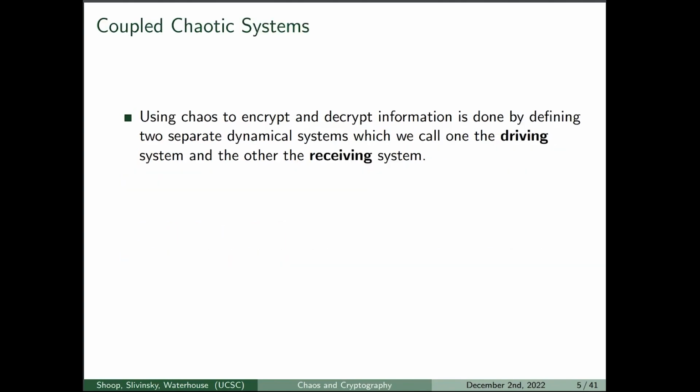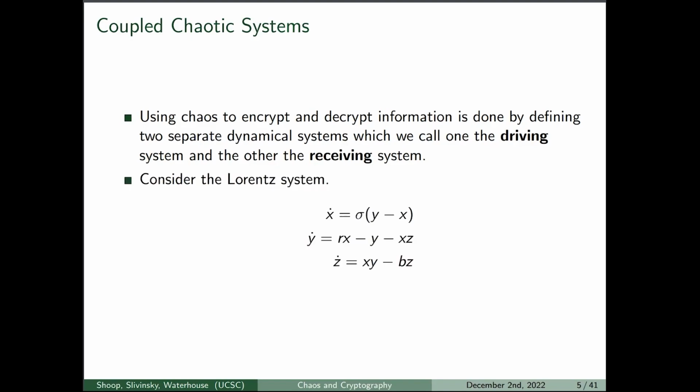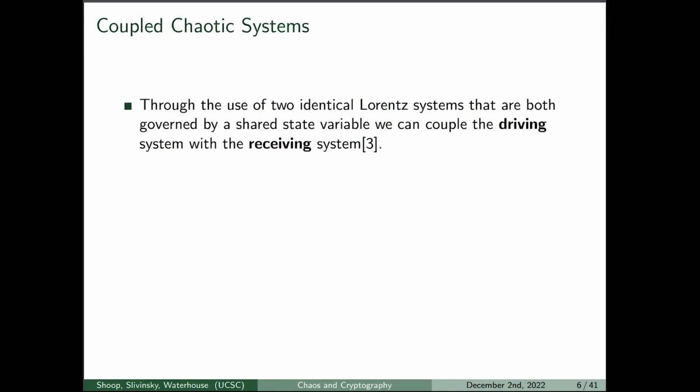A successful method for encrypting and decrypting information is by using coupled chaotic systems with what is called a driving and receiving system framework. So if we consider the Lorenz system, which is a 3D dynamical system that exhibits chaotic behavior, we're going to set up two identical Lorenz systems such that the X component of the second system, or the receiving system, is equal to the X component of the driving system, or the first system.